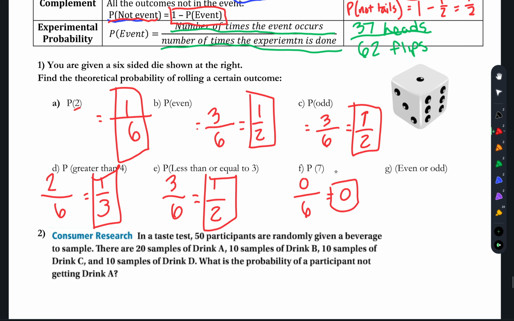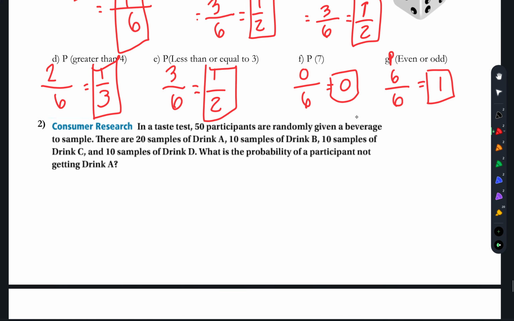And then what's the probability? Oh, I'm missing a P in front of here. What's the probability that I roll either an even or an odd number? 100%. 6 out of 6 times I will either roll an even or an odd number. Any questions on that? Fantastic. All right.